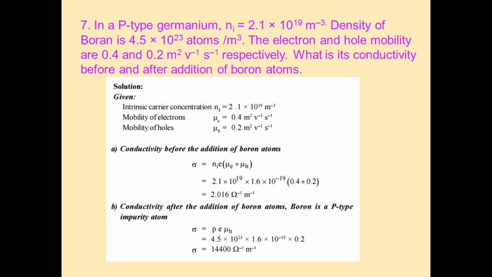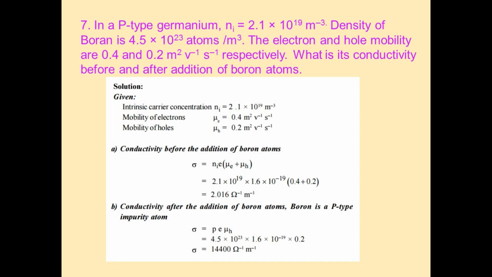Ni is given as 2.1 into 10 power 19 per meter cube, mu E 0.4, mu H 0.2. First part, conductivity before the addition of boron atoms: sigma equal to Ne into mu E plus mu H, 2.1 into 10 power 19, 1.6 into 10 power minus 19 into 0.4 plus 0.2. Simplify that, you will get 2.016 ohm inverse meter inverse. That is the conductivity in this case before addition of impurity.